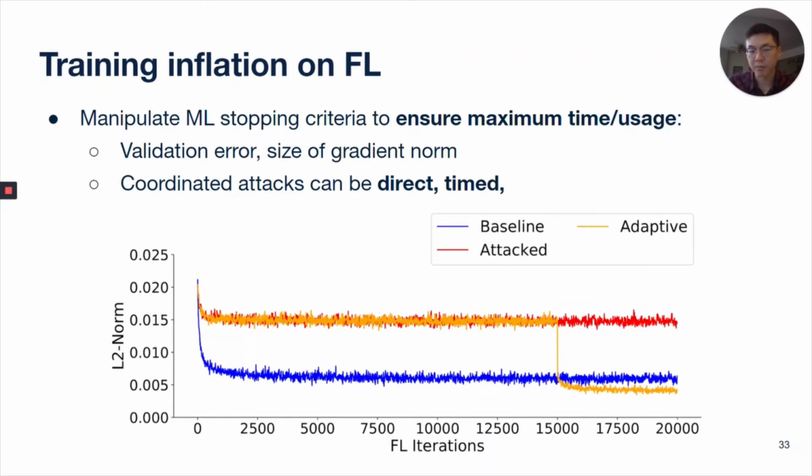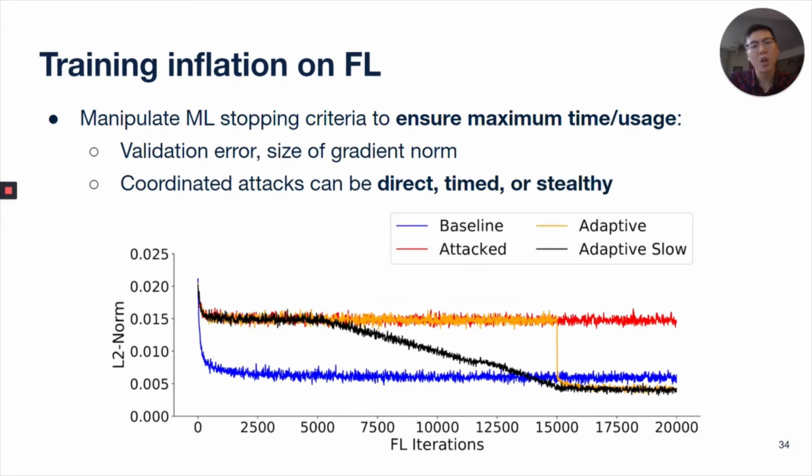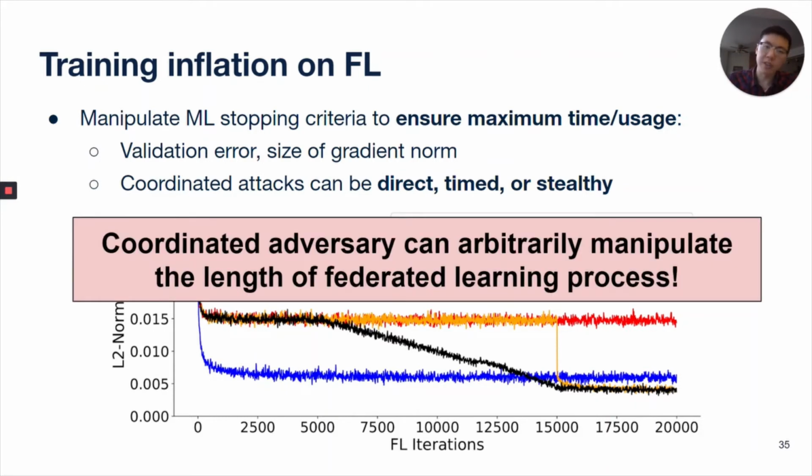prolonging they have induced. Or this could be done more stealthily over a long period of time to avoid detection from a hypothetical defense. Regardless of the Sybil strategy, a coordinated adversary has the ability to manipulate the length of the federated learning process and extend it with ease.